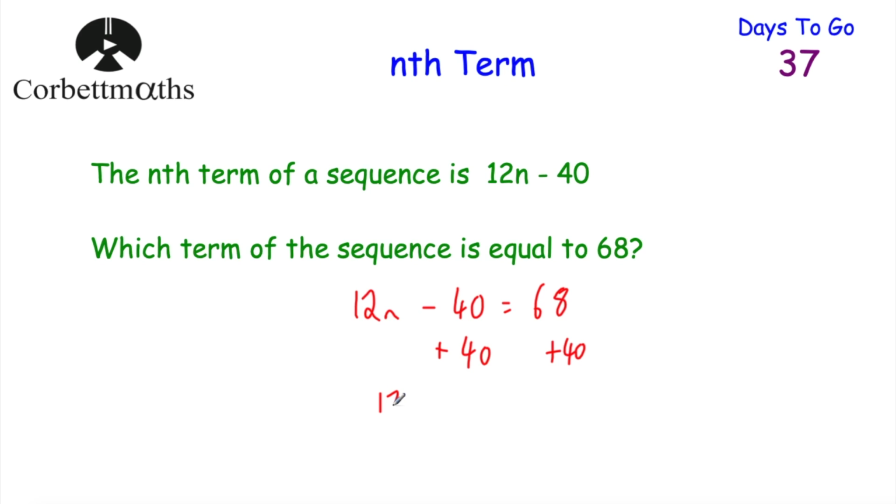So we're going to get that 12n is equal to 108. And then divide by 12 and divide by 12, and we get that n is equal to 9. So the 9th term of the sequence is equal to 68.